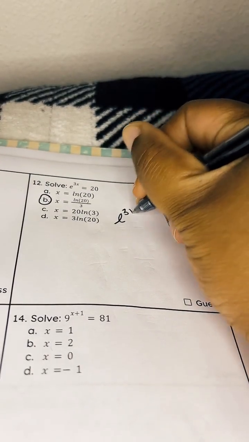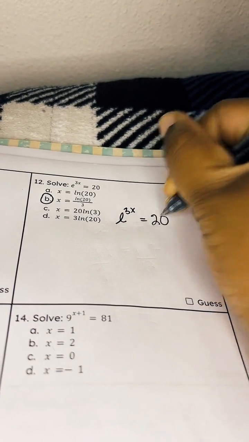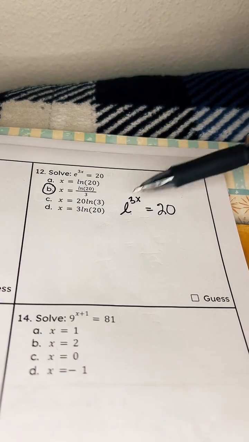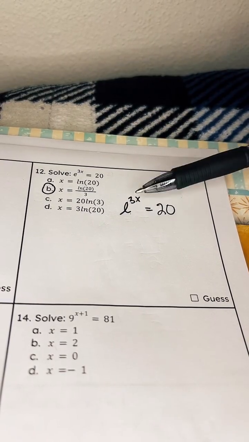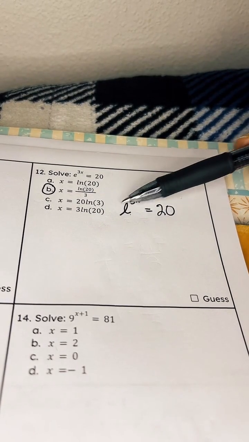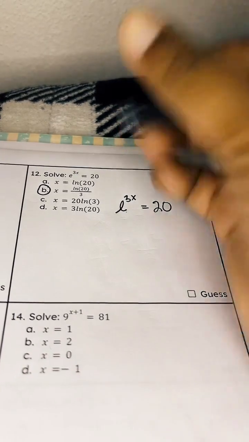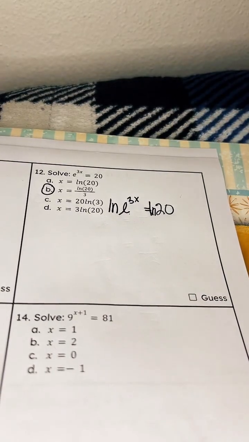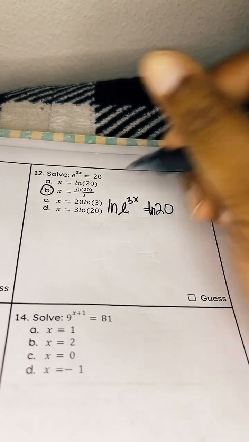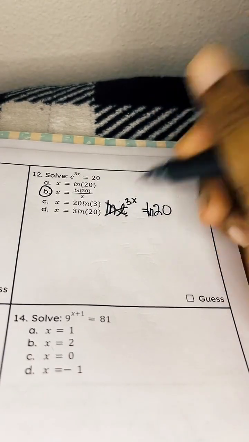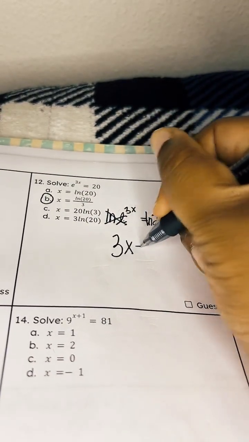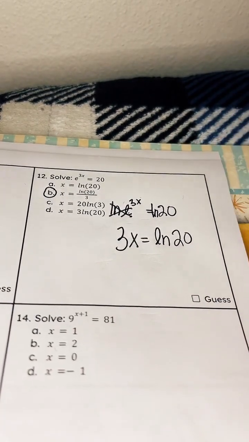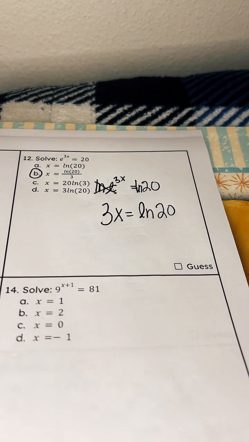e to the 3x equals 20. First I have to ask myself, do I have e by itself on one side? Yes, I do. When I have e by itself, that means I could take the ln of both sides. So I could do ln here, ln here. ln always cancels e. So what's left? Well, the 3x comes down and ln of 20. Remember, this is a number, you guys, always. When you see that, that's a number.